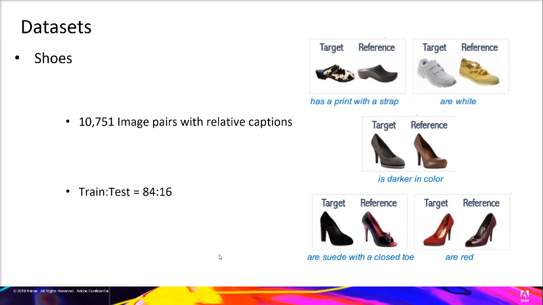The second one is the shoes dataset, which has around 10.7k image pairs and their corresponding caption. So we have a reference image, the corresponding caption, the modification text, and the target image.